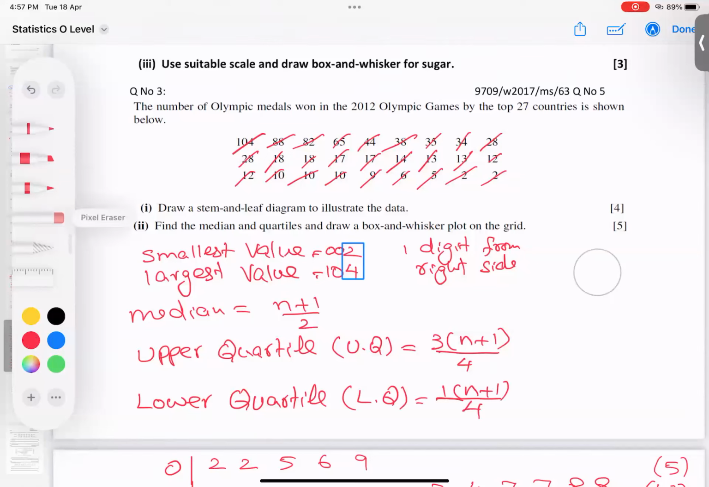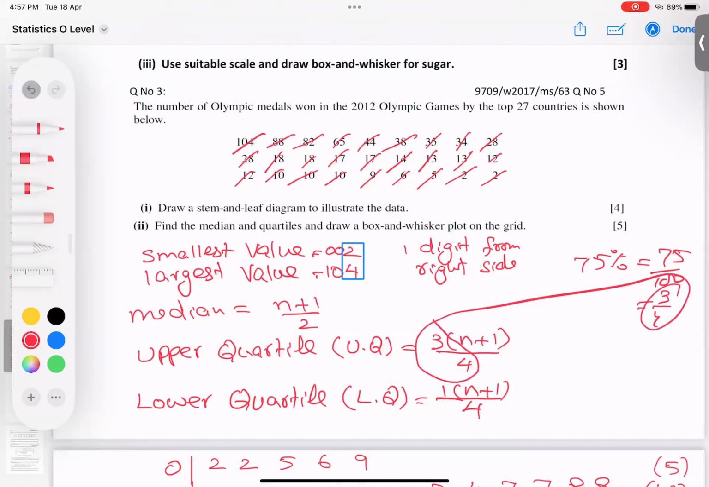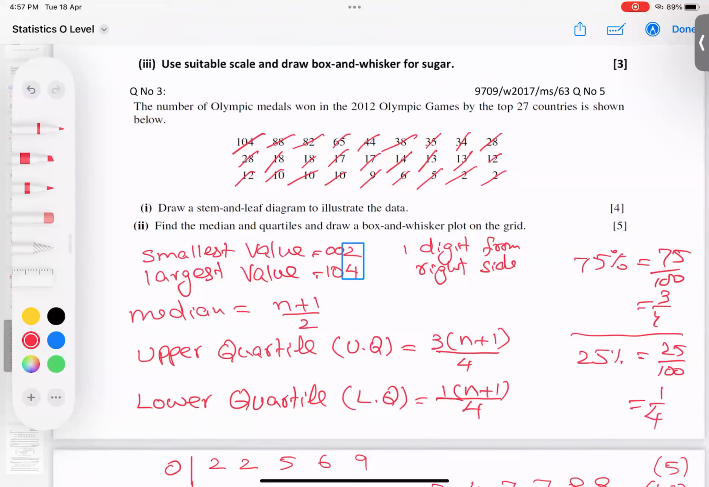Repeat. 3/4 is actually, if you check in the calculator, 75%. Type 75% in the calculator, meaning 75 over 100, it will give you 3/4. And the 3/4 is coming from here. And if I ask what is 25%? Check in the calculator, 25 over 100, it will give you 1/4. So 1/4 comes from here.